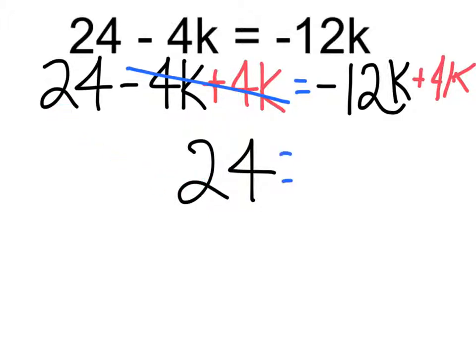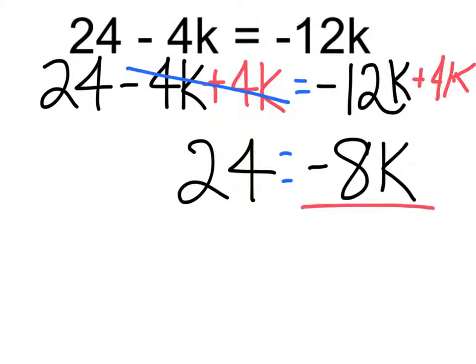And let's take a look at the right side. Negative 12k plus 4k, that's going to give us negative 8k. If you forget what negative 12 plus 4 is, you can simply use your calculator. And you might need to use your calculator again.